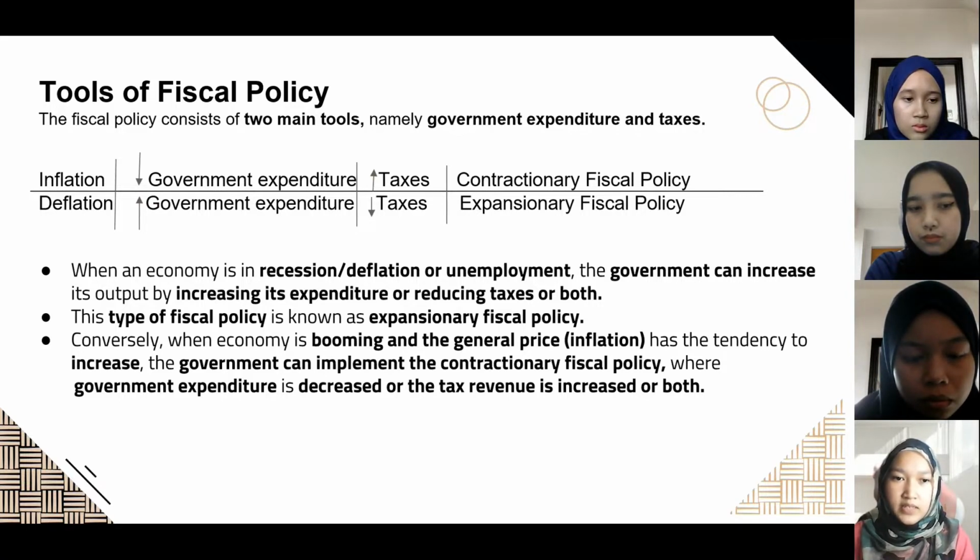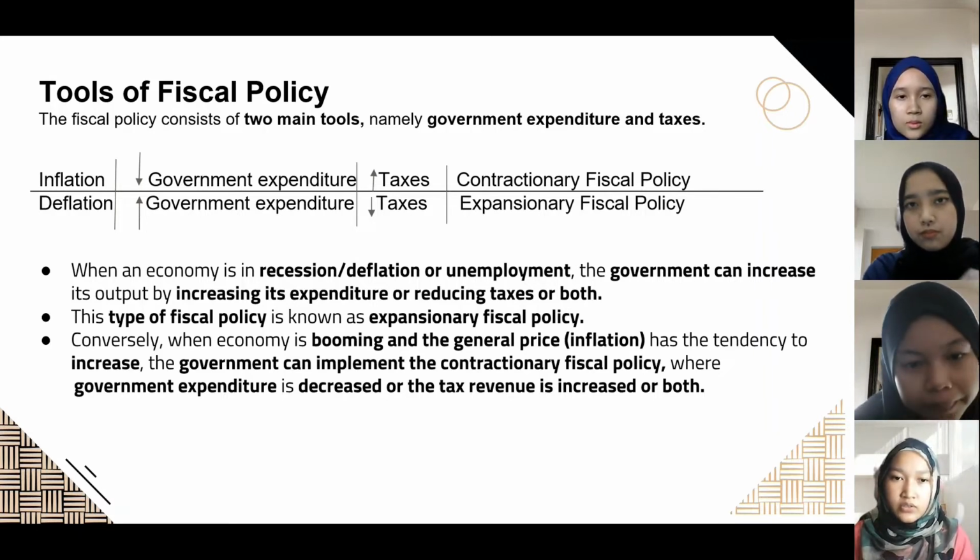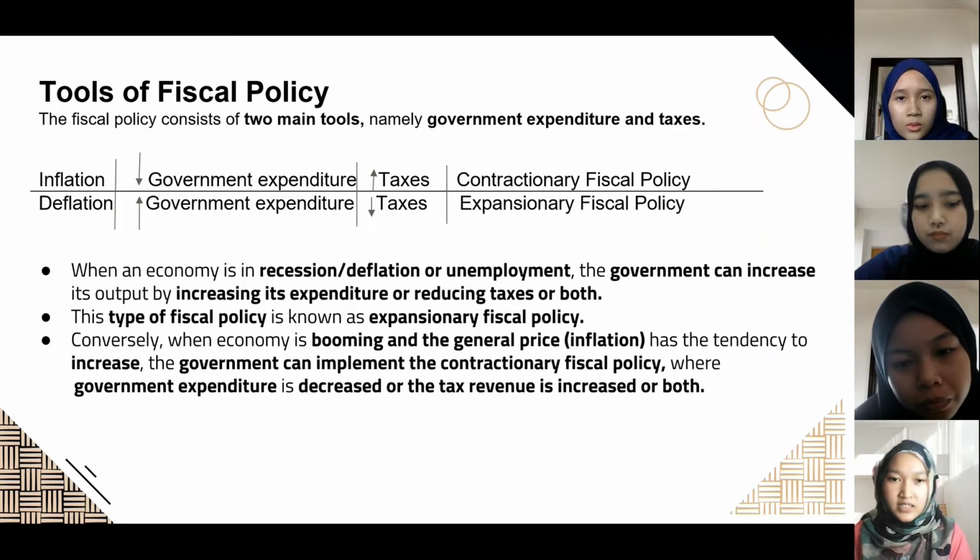Conversely, when the economy is booming and the general price level has a tendency to increase, the government can implement a contractionary fiscal policy where government expenditure is decreased or the tax revenue is increased or both.